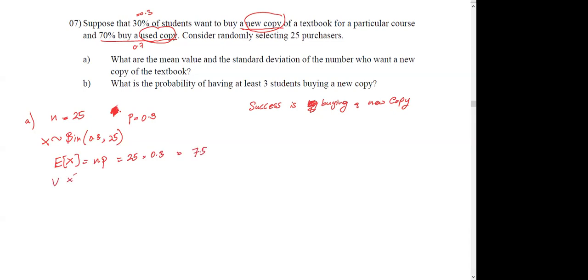What's the variance of this distribution? n times p times 1 minus p. Actually, you need to find the standard deviation, so first find the variance. This becomes 25 times 0.3 times 0.7. You need the square root of the variance because you need the standard deviation.